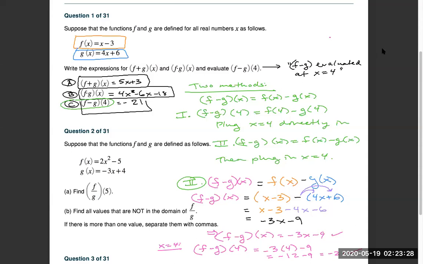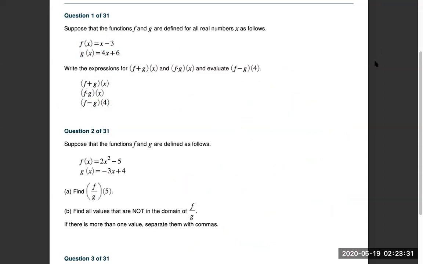All right, let me clear this out, and then let's do number 2. Suppose that the functions f and g are defined as follows. You have f of x equaling 2x squared minus 5, and g of x equaling negative 3x plus 4. Thanks for bearing with me with these colors. I know it's taking me a lot more time, but I think it's more important to color code. Let me know if you have any opinions on this. I would love to know if it's actually helpful.